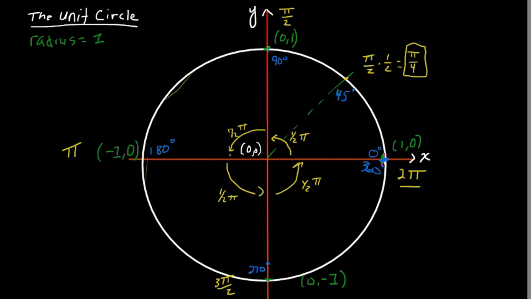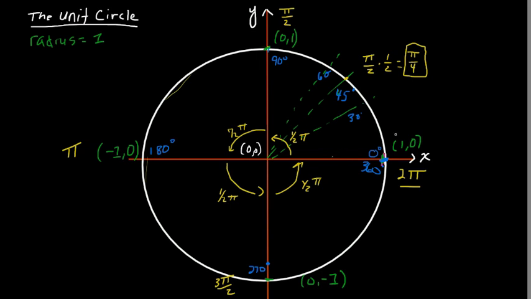All right, let's put some other common ones in here. There's this angle and this angle, and you probably know what those are going to be. This would be 30 degrees, and this one is going to be 60 degrees. So now we have 30, 45, 60, and 90 degrees. Now let's see if you can figure out the radians for each of these.